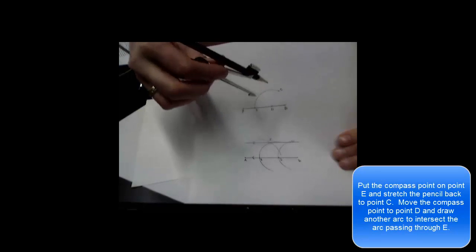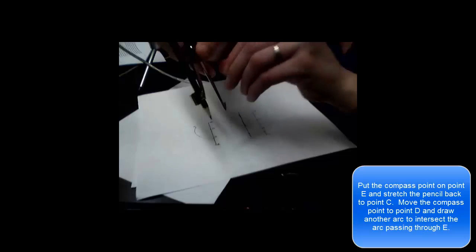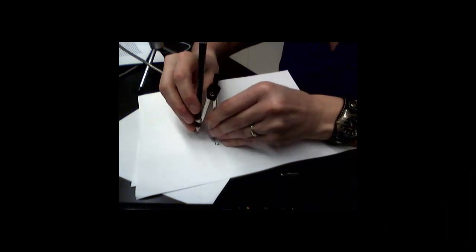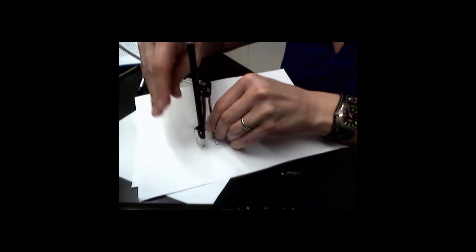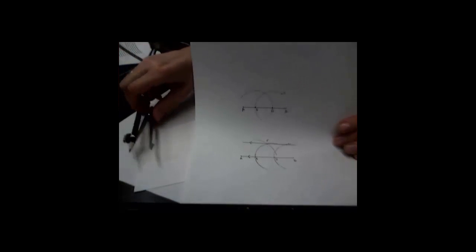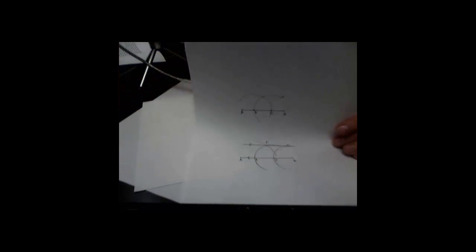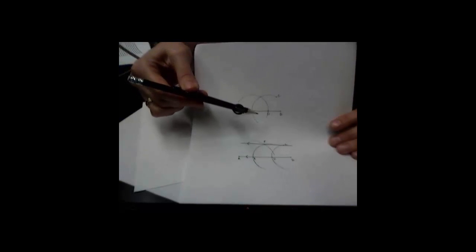Being careful not to change the distance on our compass, we're going to move to point E and we're going to draw a semicircle. So we're going to start here and we're going to draw a semicircle back through D. Okay, so now you have two circles overlapping like this. Then we're going to keep our compass on E and stretch back to C. So putting our compass point here, we're going to stretch to here.